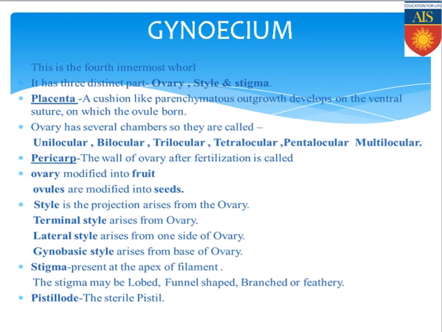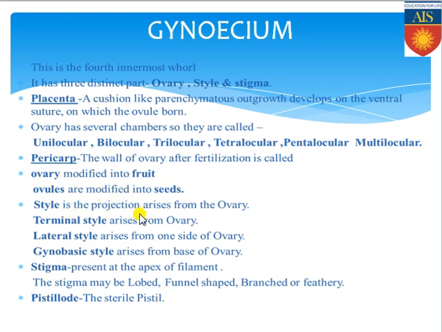In any specific flower's gynoecium, the wall of the ovary after fertilization is commonly known as pericarp. Why? Because the ovary will become the fruit, and whatever ovules are present inside the ovary will become seeds. So automatically the covering of the ovary after fertilization makes the pericarp structure. The ovary will be modified into fruit, and ovules will be modified into seed. Just now I have told.